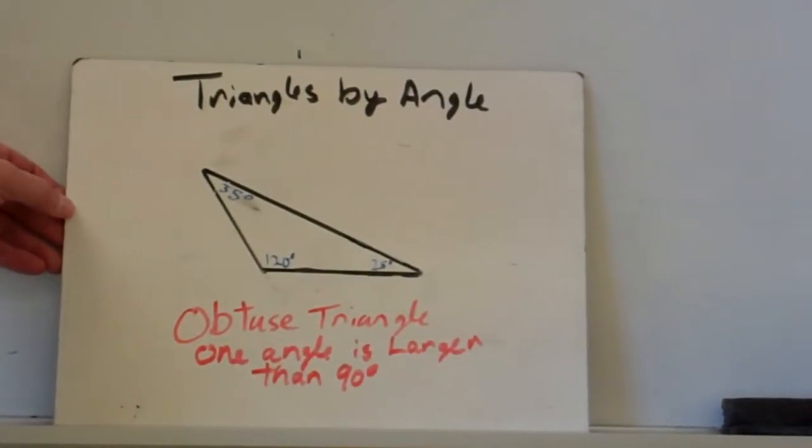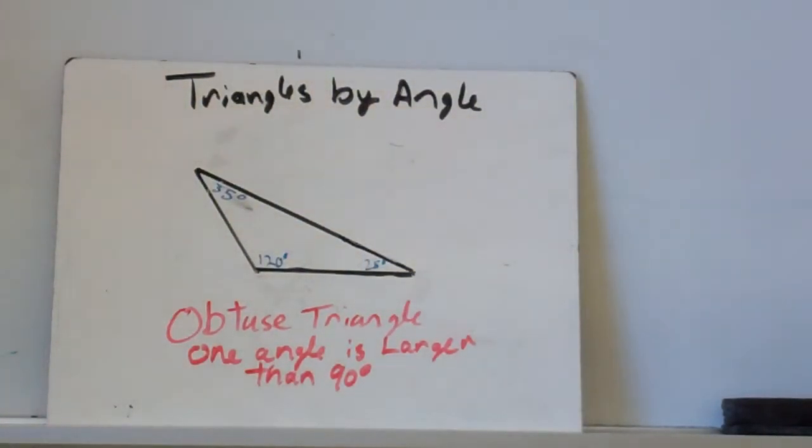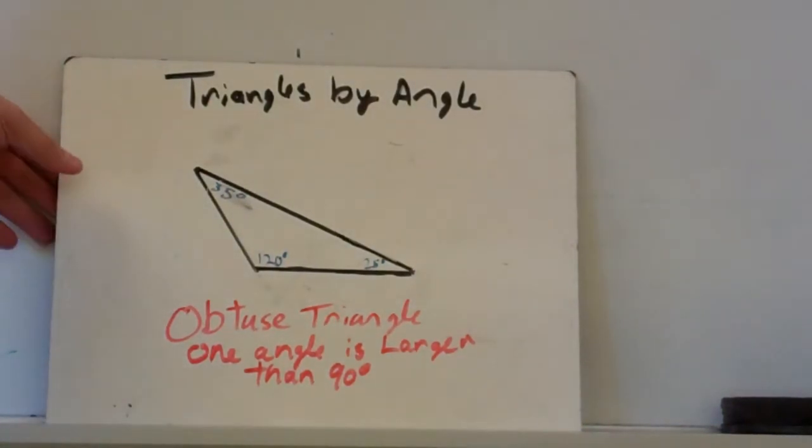And then the last type of triangle we can identify by angle is an obtuse triangle. An obtuse triangle has one angle that is greater than 90 degrees. And there I have our obtuse triangle with an angle that has a measure of 120. Okay, so we can identify triangles by angle. We can also identify them by side length.